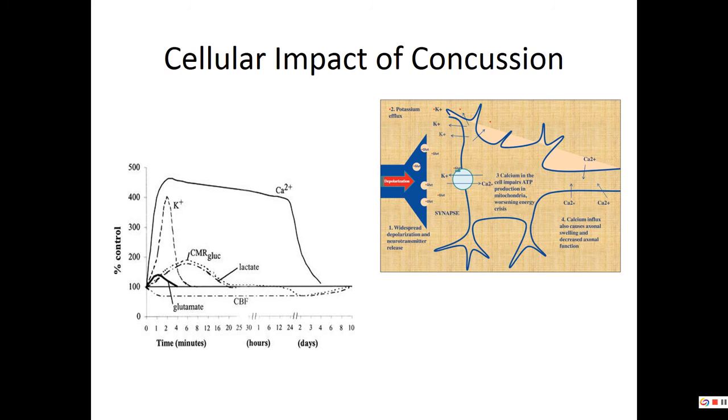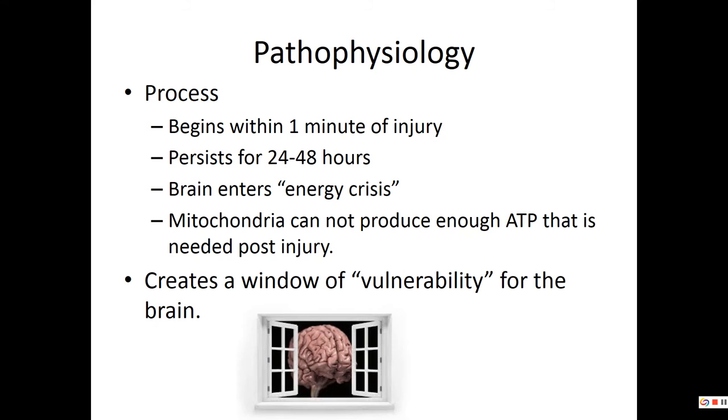And here's just more. I'm a visual learner. Dr. Lancaster talked about what's happening at the cellular level that we can't pick up on CT or MRI. This is why those symptoms are occurring, because of what's happening at the cellular level in the brain when these concussions occur.